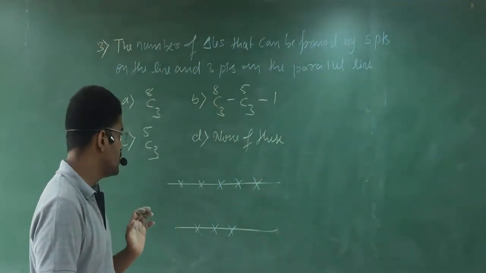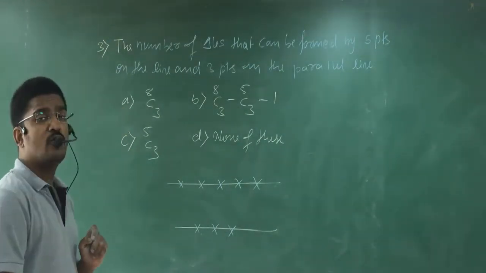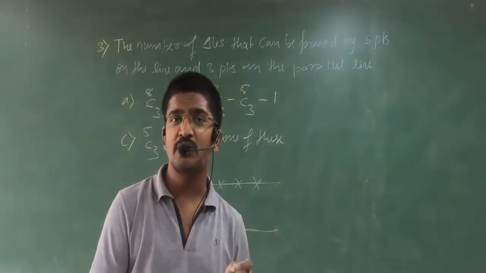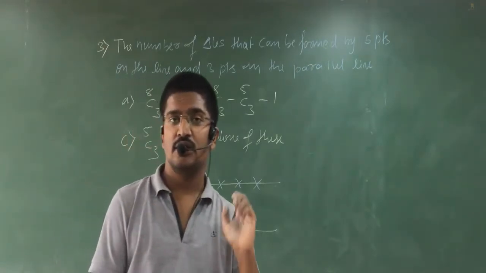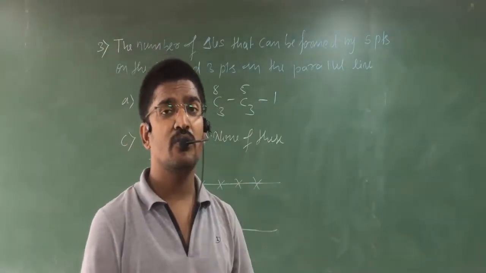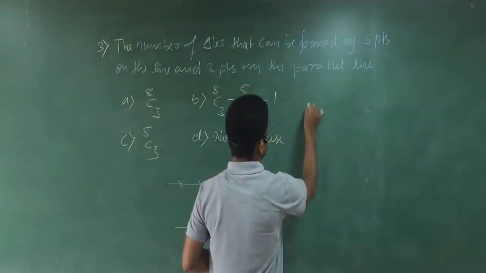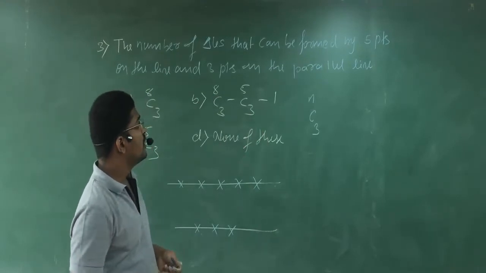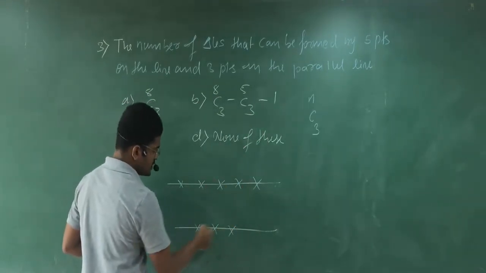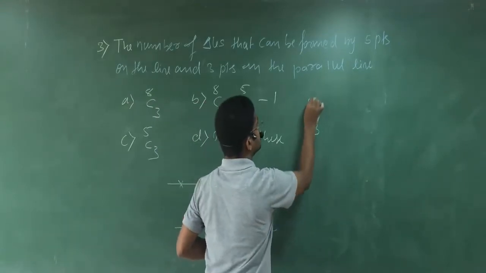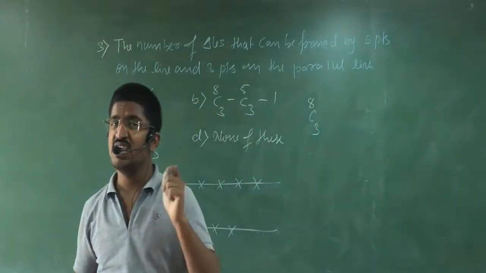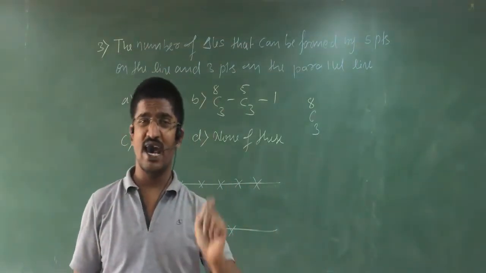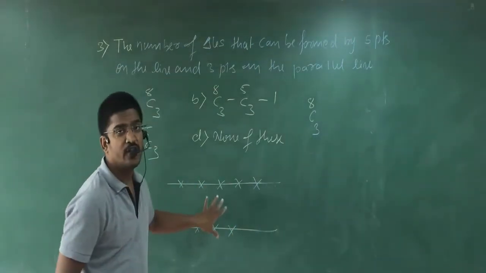Okay, no problem. Let us see here. We know the formula: the total number of triangles formed by n number of points is nC3. So here n value will be how much? 5 points plus 3 points, that is 8 points. So 8C3 will be the total number of triangles formed by these 8 points.